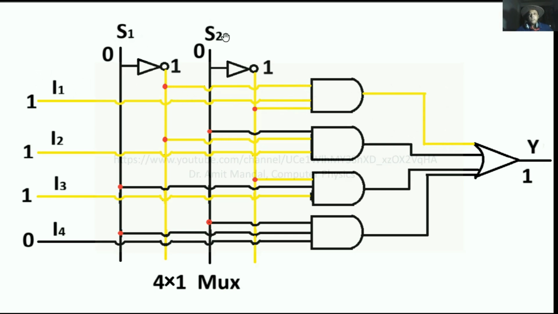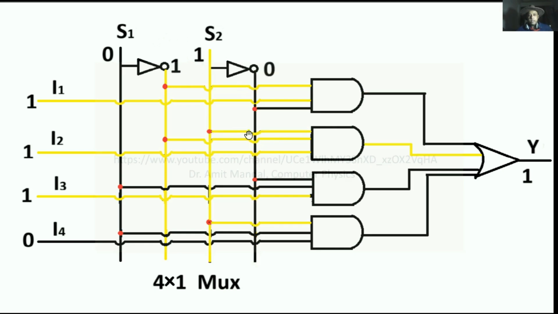Just by inputting the bits at S1 and S2, I can choose any one data line. In case I want I2's data to reach Y, what can I do? For I2, this will be the AND gate, connected to S2, S1 naught and I2. So I can keep S2 as 1, S1 as 0. Then S2 is 1, S1 naught is 1, and I2 is also 1. So ultimately I2's data will reach Y. In case I2 becomes 0, then 0 will reach there. But we can select any one input line by the help of a multiplexer. This is a 4 into 1 multiplexer because 4 data input lines are there and one output line.